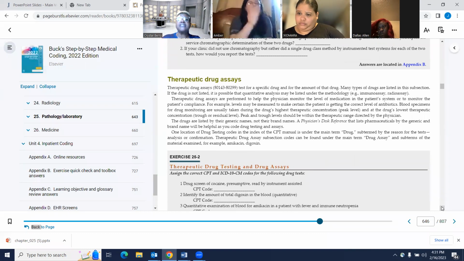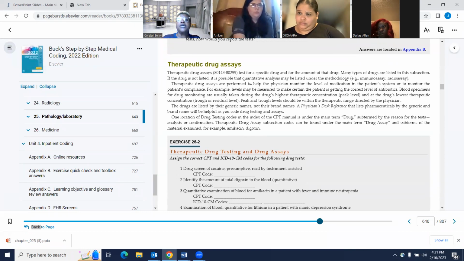make sure you distinguish between the regular and the therapeutic drug testing and drug assays. Drug screen of cocaine, presumptive, read by instrument assisted. What is the CPT code for that?